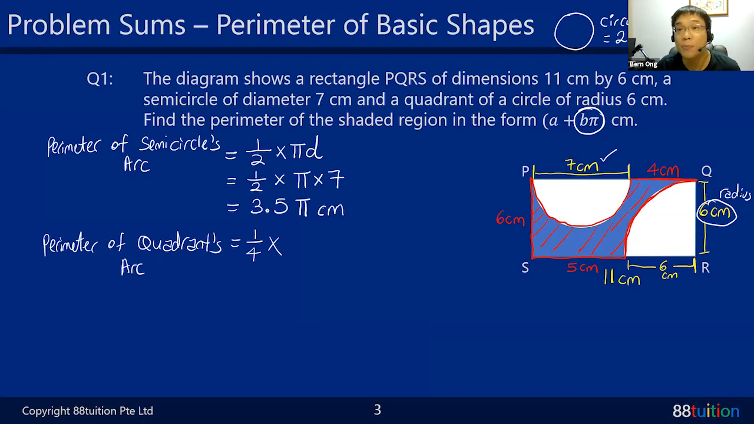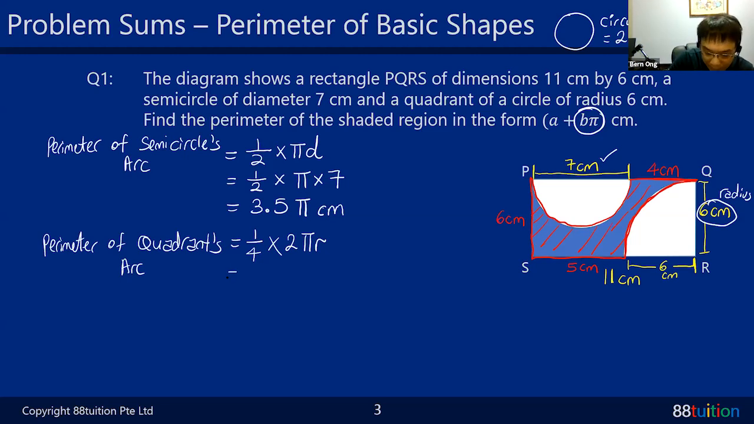So I purposely use my 2 pi r, because 2 pi r and pi d are the same. I'm just trying to use what I have. If they give me diameter, I use pi d. If they give me radius, I use 2 pi r. Can you see? Just be flexible a little bit. It's the same thing. Don't worry.